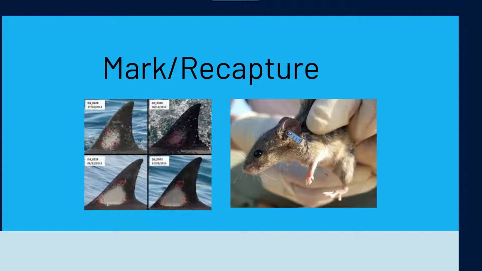So if there's some notable pattern that can be recognized, then it makes it very easy to have a non-invasive means of tracking and performing mark recapture for these organisms. You won't recapture all of them, you won't resight all of the tagged animals, but at least you can get an idea of the population if some of the tagged animals are resighted.